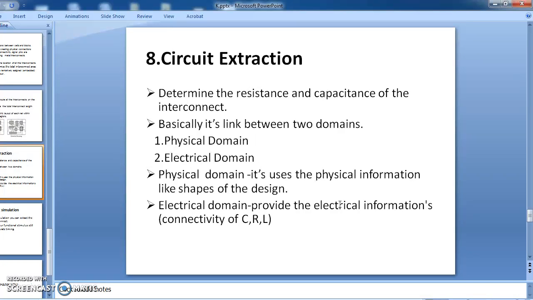Next, the eighth step is circuit extraction. Circuit extraction means determining the resistance and capacitance values of the interconnect routing. It is basically classified into two types. One is the physical domain, the second one is the electrical domain. Physical domain means the physical information, that is, the shapes of the design, is located. In the electrical domain, some electrical information is provided.